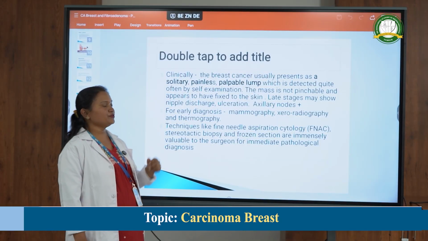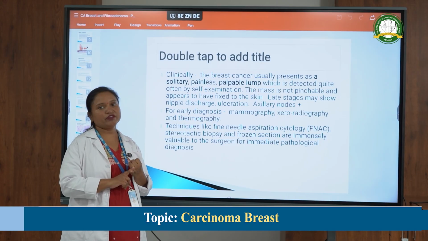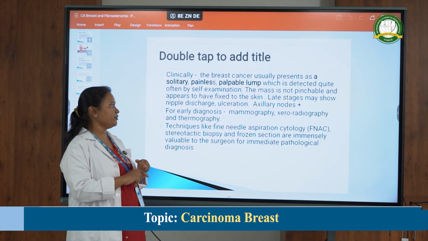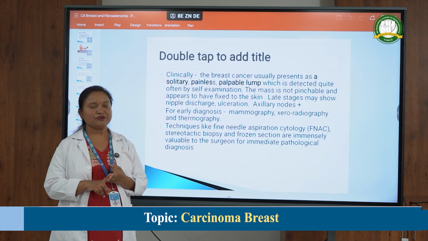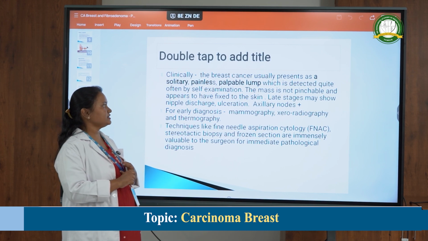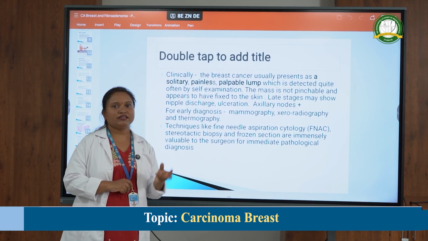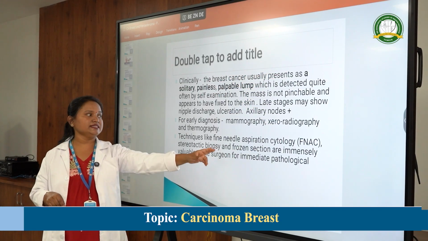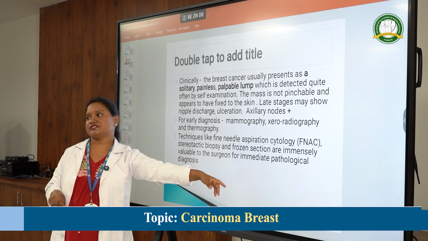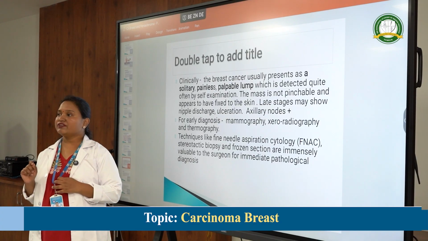For early diagnosis, what are we doing? Mammography can be done. Xeroradiography and thermography can be done to rule out carcinoma breast. Next, techniques to identify whether it is benign or malignant. One examination is fine needle aspiration cytology, that is called FNAC.